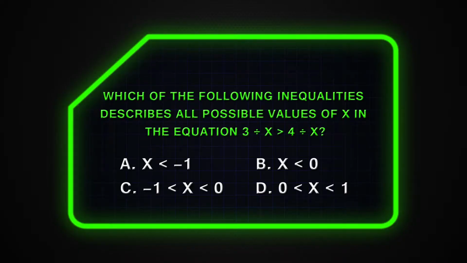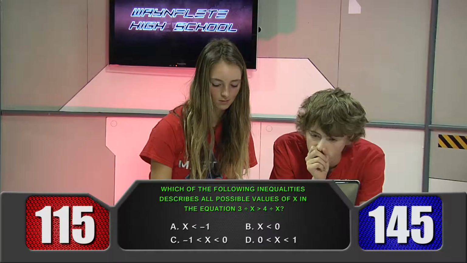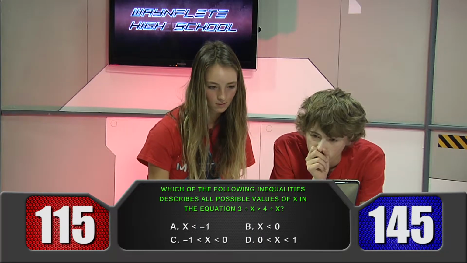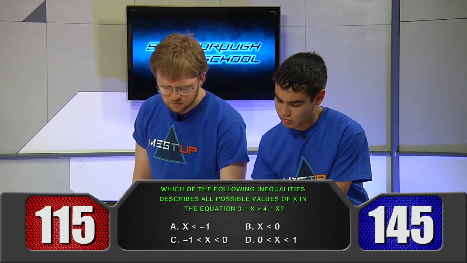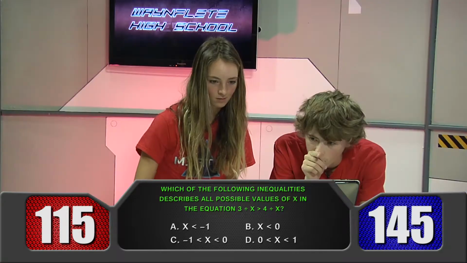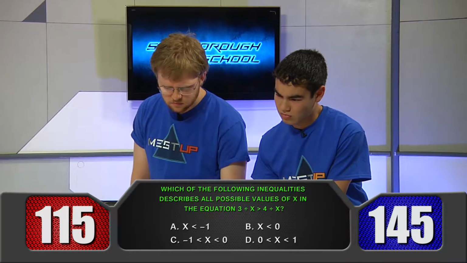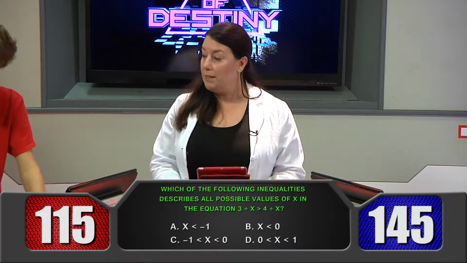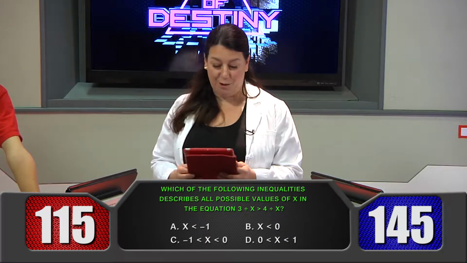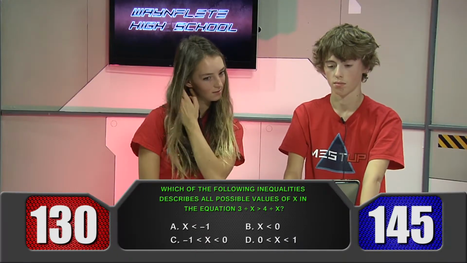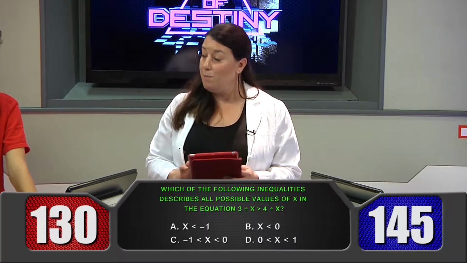Which of the following inequalities describes all possible values of x in the equation 3 divided by x is greater than 4 divided by x? Red team, B. That is correct. X is less than 0. Red team, your choice.